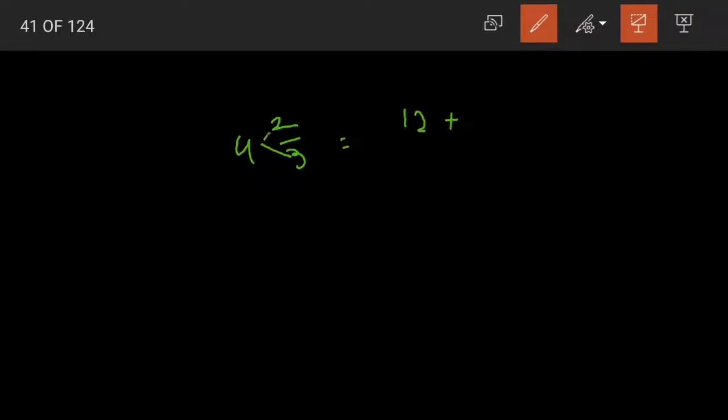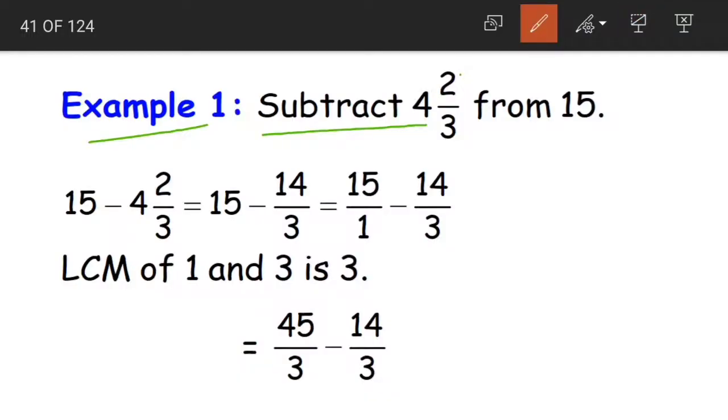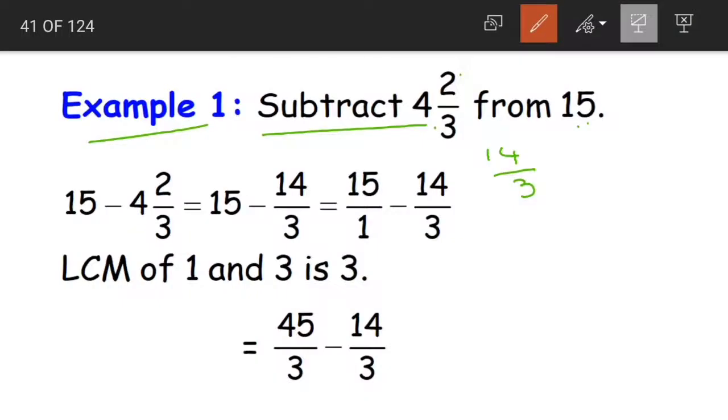3 fours are 12, plus 2 divided by the denominator 3. That is nothing but 14 by 3. So, our 4 2 by 3 is nothing but 14 by 3. We should subtract it from 15. 15 minus 14 by 3. Again, as I said here, children, was it 14? Yes, 15 minus 14 by 3.